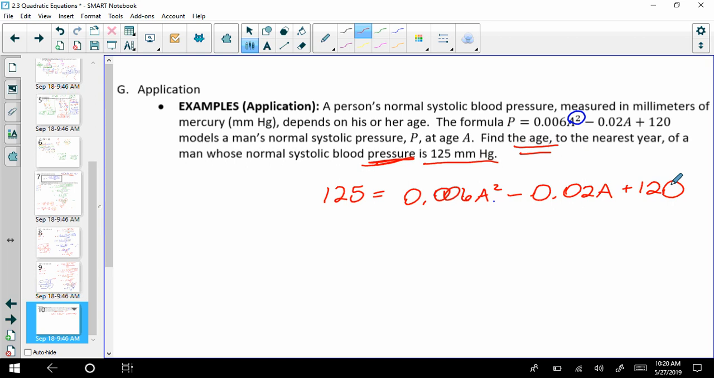So if I substitute in 125 equals, now it wants me to solve for A. I want to figure out the age. So we have some options to solve this quadratic equation. We could try factoring, square rooting, completing the square, or the quadratic formula. Those are my options. In my opinion, the route that would probably be the easiest is the quadratic formula. In order to use the quadratic formula, I do need it to be equal to 0. So this 125 has to move over. So I'd have to subtract it over.